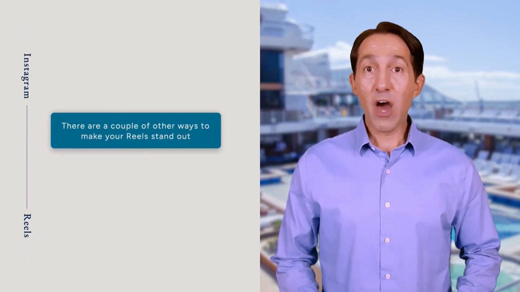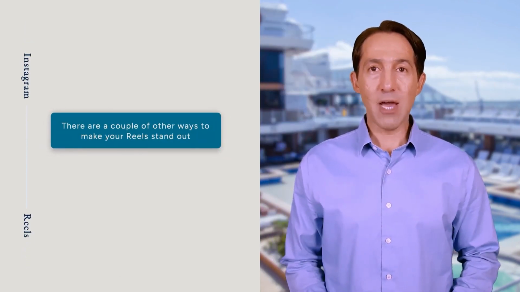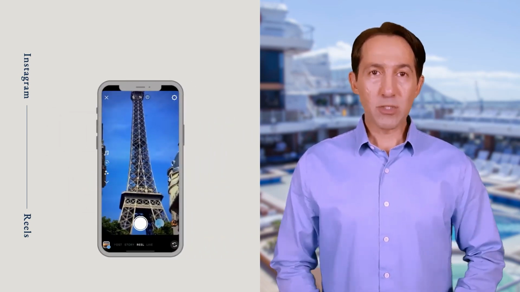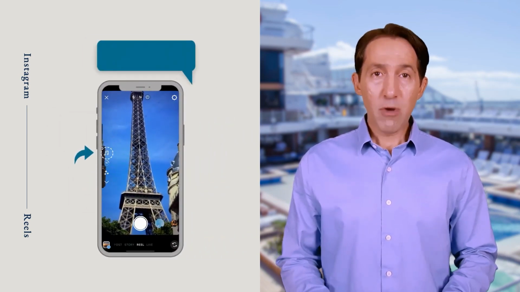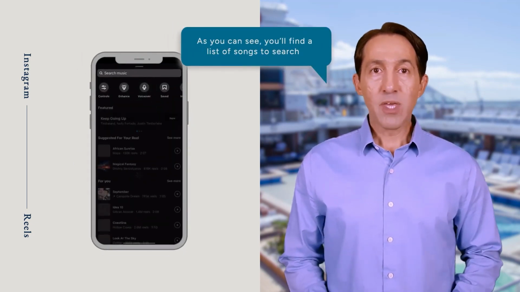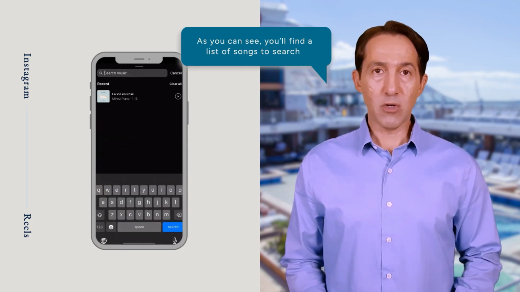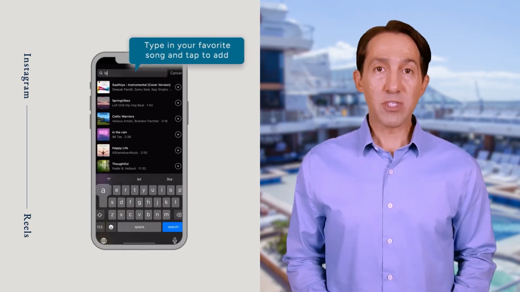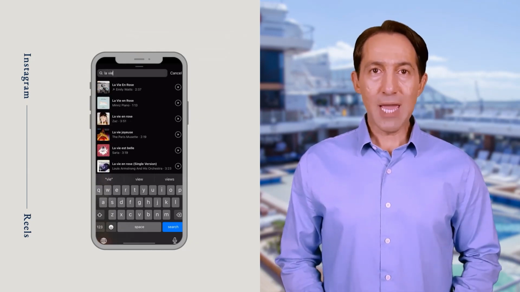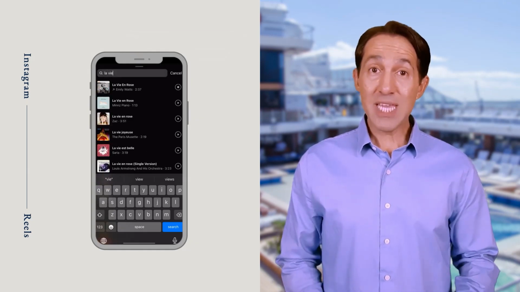There are a couple of other ways to make your reel stand out: audio and effects. To add music or sound effects to your reel, from the Reel menu, tap on Audio. As you can see, you'll find a list of songs to search. Type in your favorite song and tap to add. Instagram's music library isn't complete, but many options are available.